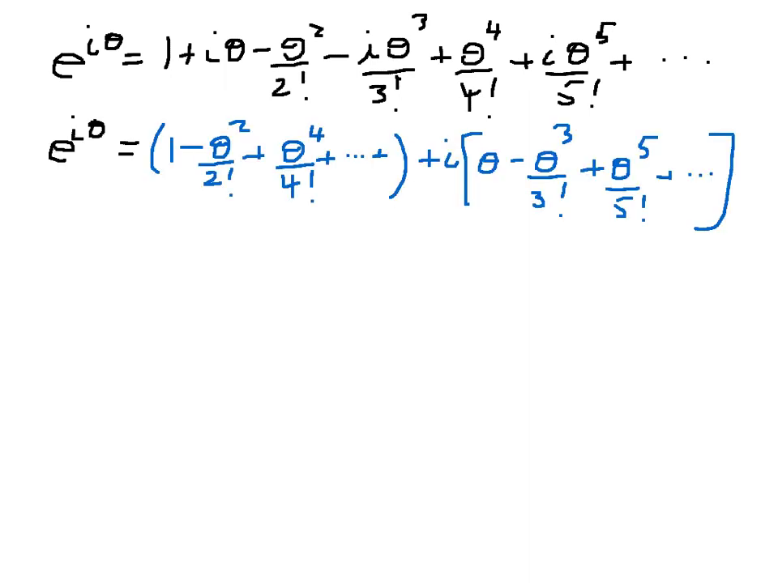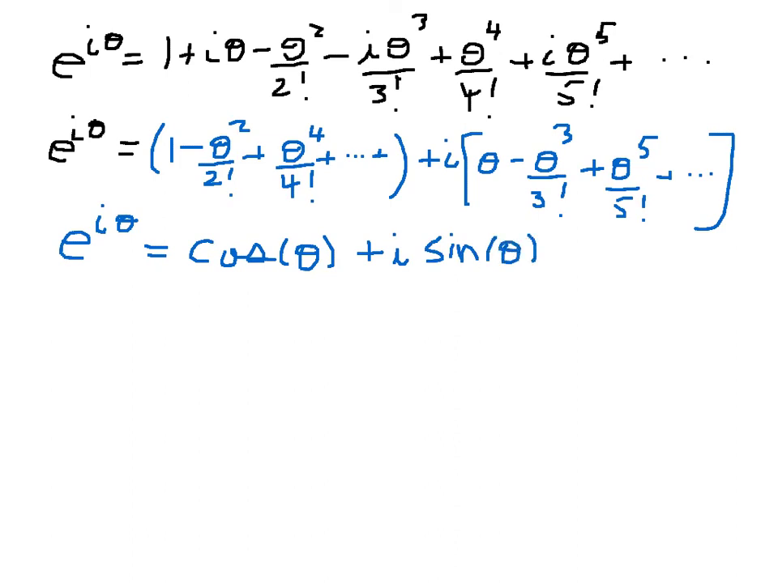So look what happens when we do some grouping. Does this look familiar to you now? How about this? Does that look familiar? You should be able to see now that e to the i theta is equal to cosine of theta plus i times the sine of theta. How cool is that? And that's sometimes abbreviated in mathematical shorthand as cis of theta, for cosine i sine.